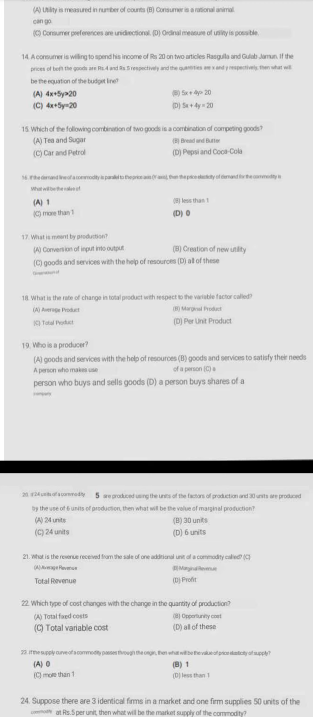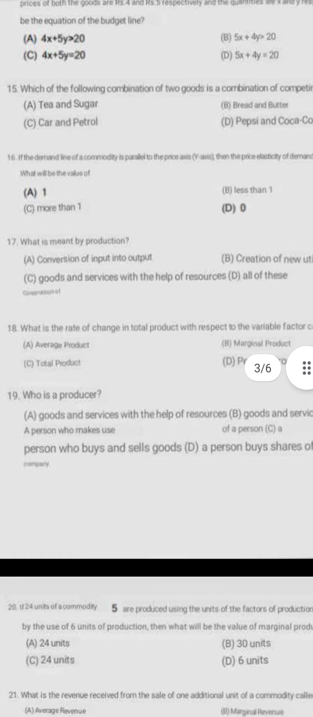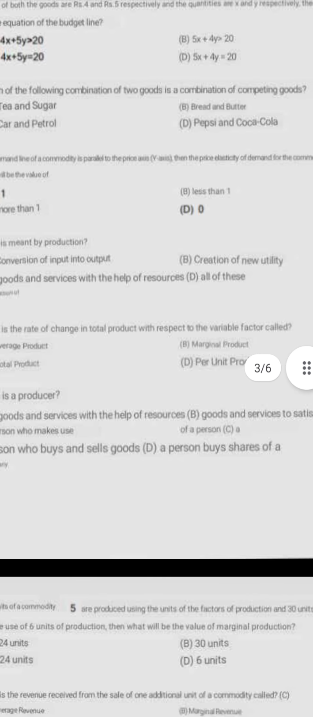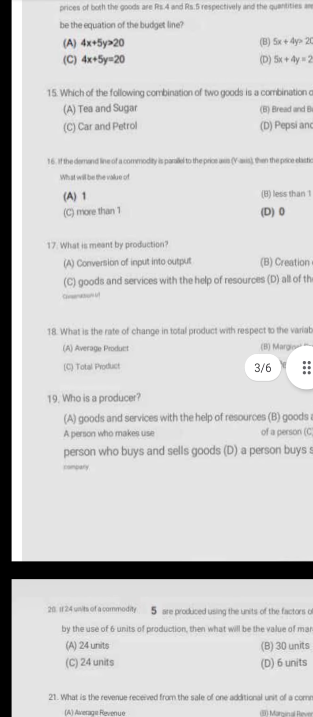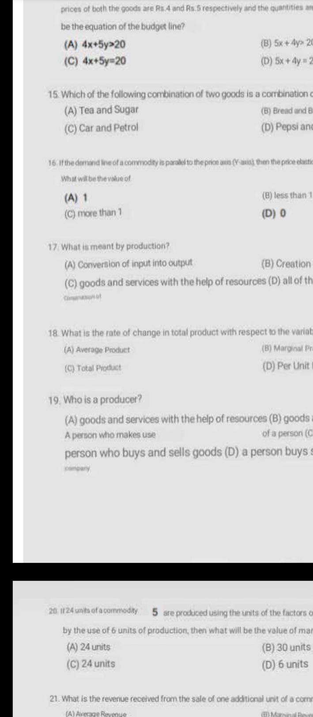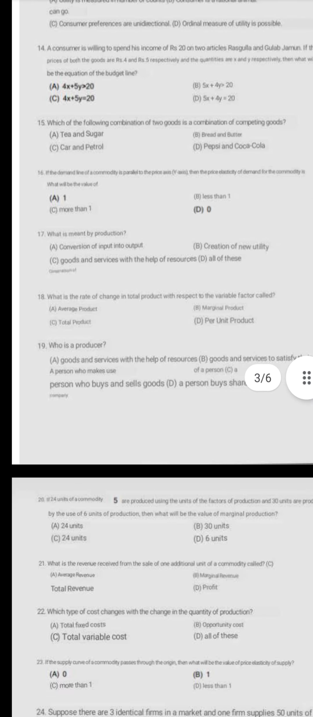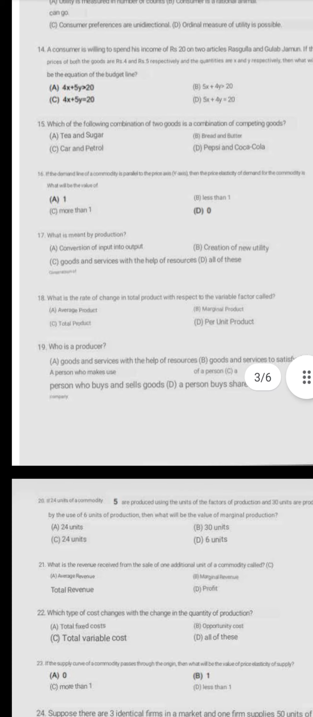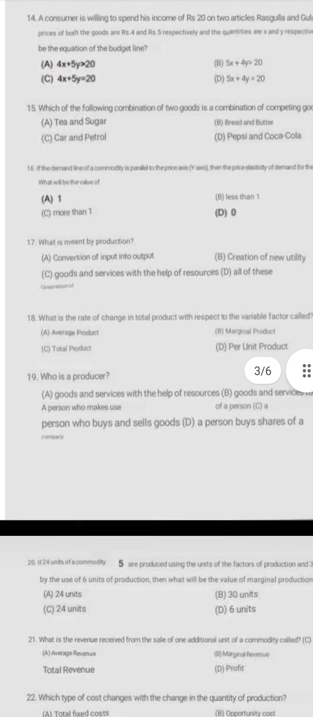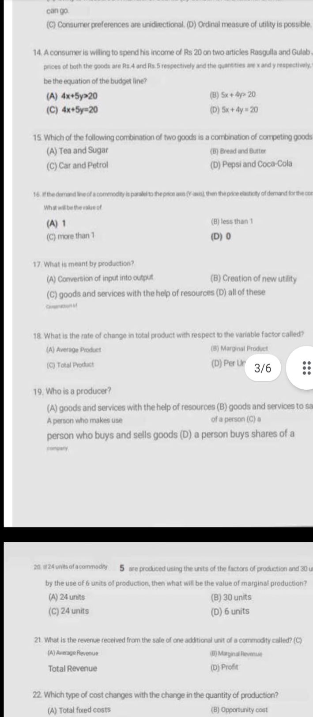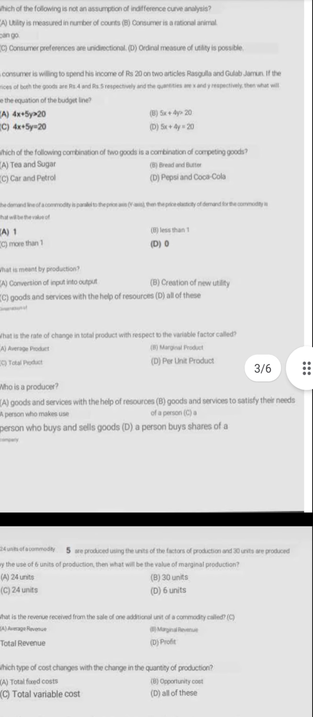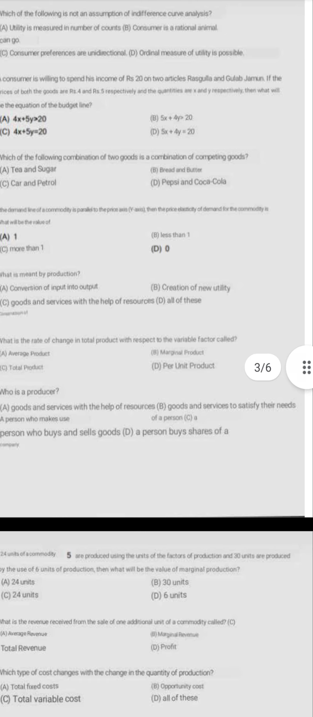16. If the demand line of a commodity is parallel to the price axis, what will be the value of the price elasticity of demand for the commodity? In this question the value is 0. When the demand line is parallel to the price line, then the elasticity of demand is 0.